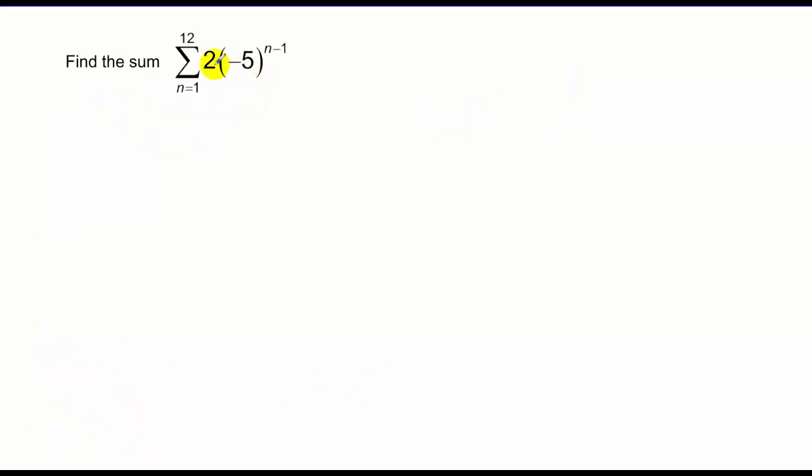So here's our sigma notation again. Let's just verify this is a geometric series. Find the first term by plugging 1 in. I end up with 2 times negative 5 raised to the 0 power. We know anything to the 0 power is 1, so that's just 2.